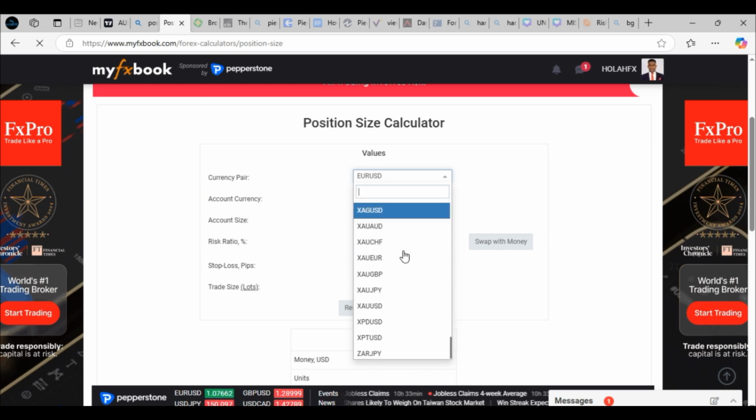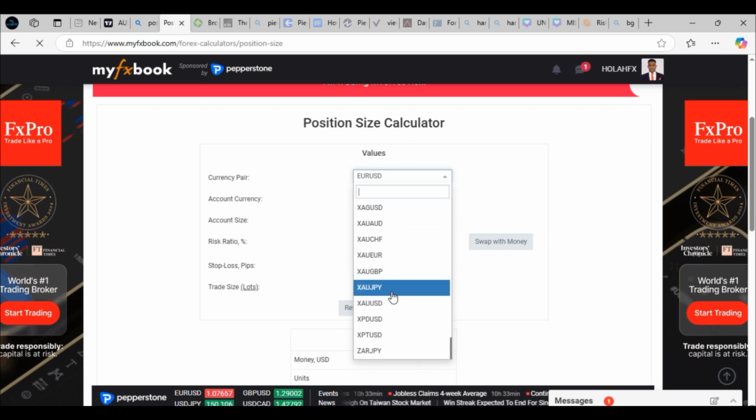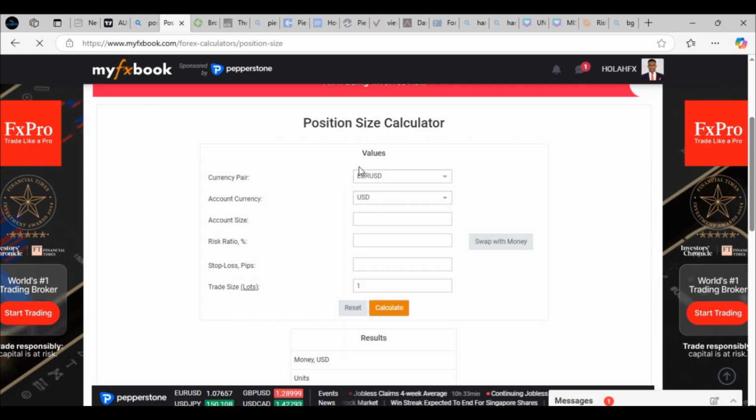So you can choose any one of it. Even if you are trading gold, everything is here. Now it's asking you, what is your account currency? Sometimes some people's accounts might be in pounds, euro, or USD. So you need to choose your account currency. Let's assume our account currency is actually in dollars.